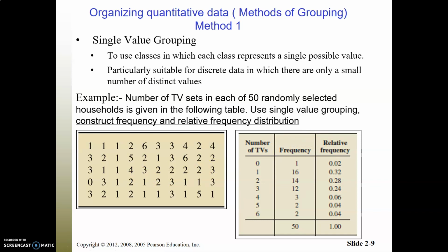This single value grouping is useful when you have discrete values and a small number of values, not a large number of values. Let's say you have 20 distinct values, and it won't be possible for you to make a column like here of 20 values. That won't be a good idea. So you have discrete values, and they are small in number. Such grouping is very useful, like the number of televisions in a household, the number of siblings you have, or the number of cars in your family. Whenever such data is provided to you, single value grouping is very useful.